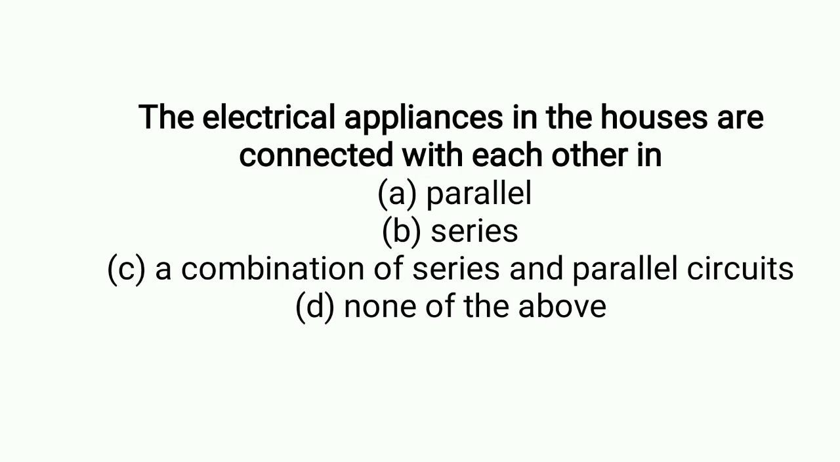Next question, the electrical appliances in houses are connected with each other in: option A parallel, option B series, option C a combination of series and parallel circuits, option D none of the above. Here all the electrical appliances in our houses are connected to each other in parallel. So option A is the correct answer.